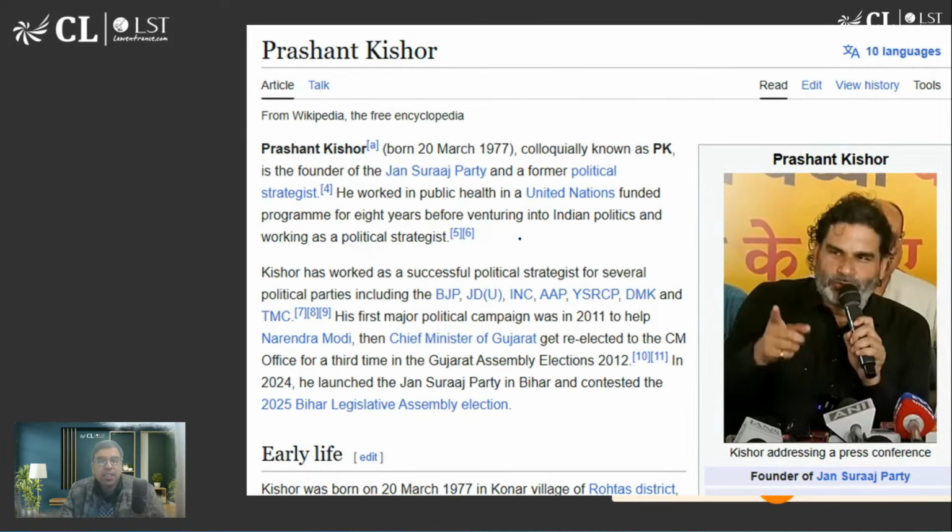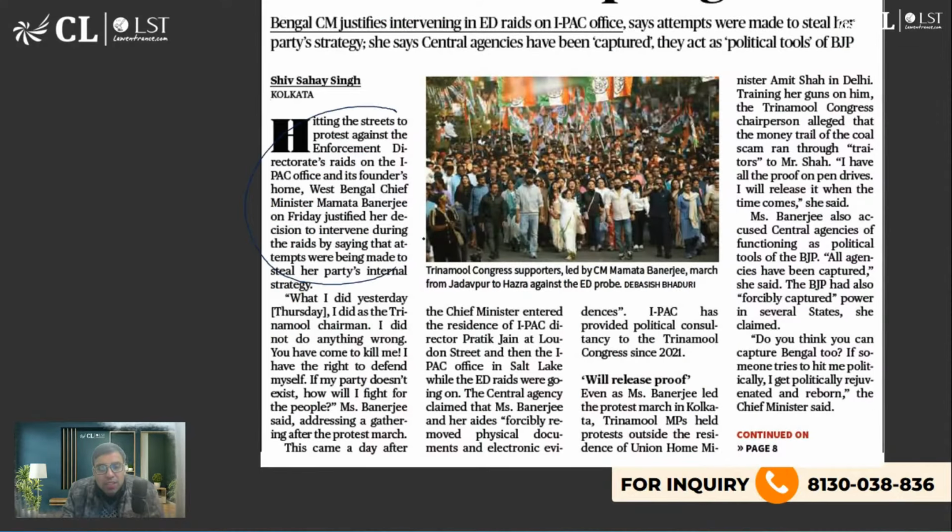The Enforcement Directorate raided it, and Mamata Banerjee, the West Bengal chief minister, was not happy. It is said that she intervened in the raids, saying that this is done in a political way, used as a political tool and not as a proper raid. We are not going into the politics, because that is not important. But from the academic point of view, you should know what the Enforcement Directorate is, the laws regarding it, what its job is, and how it works. These are the things you should be knowing.